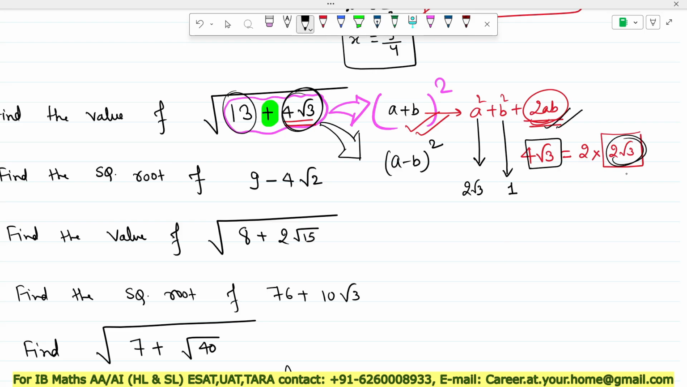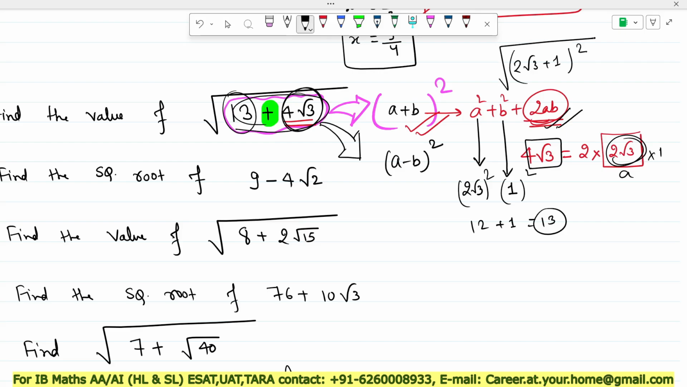If we take this complete thing as a and the other thing as b is 1, so please do 2 root 3 whole square and then 1 whole square. What do we get? 2 2s are 4 and 4 3s are 12, and 12 plus 1, so perfectly we are getting 13. So it means we can write this 13 plus 4 root 3 directly as 2 root 3 plus 1 whole square. If you take the square root, then square and square root will cancel out. So we'll get 2 root 3 plus 1. Are you getting this?